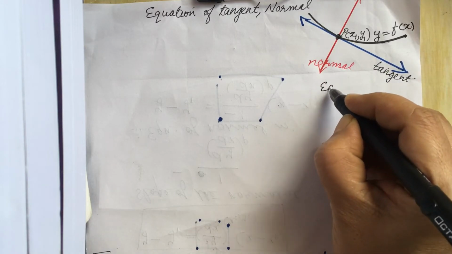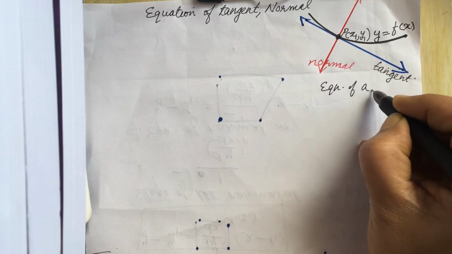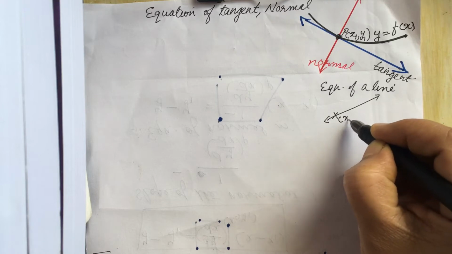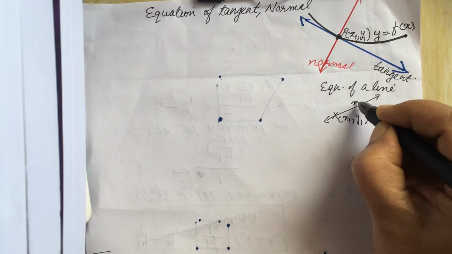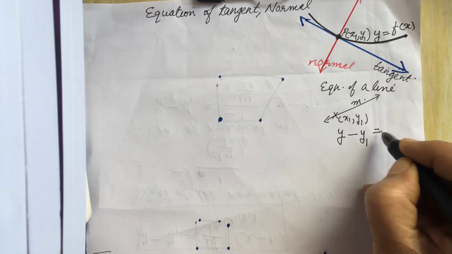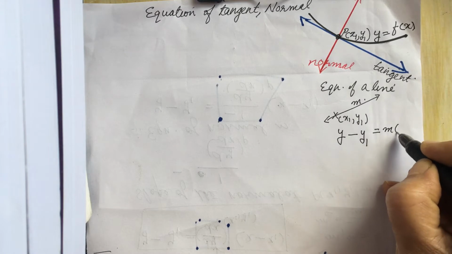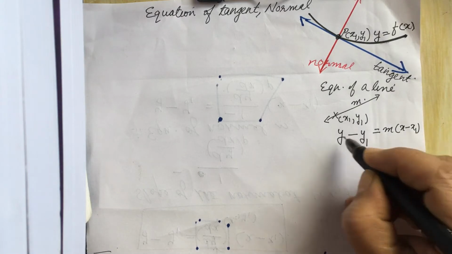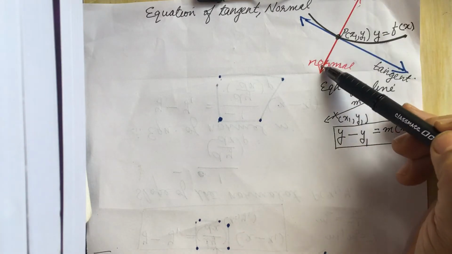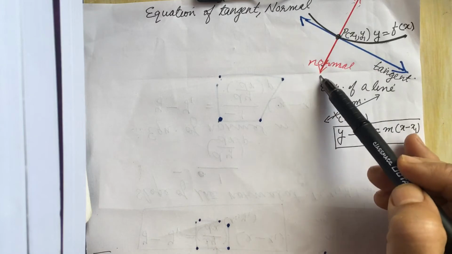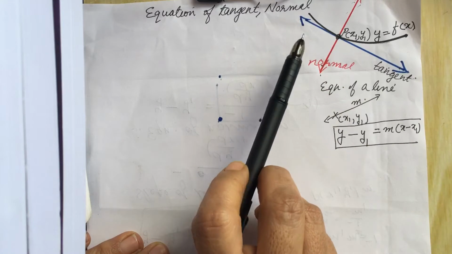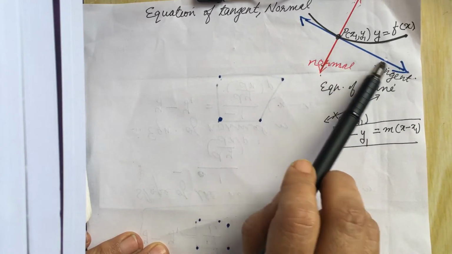Now to find the equation of a line, if the line passes through the point x1, y1 and has slope m, the equation is y minus y1 is equal to m into x minus x1. This you will be using to find the equation of the tangent as well as the normal, because they are straight lines only.